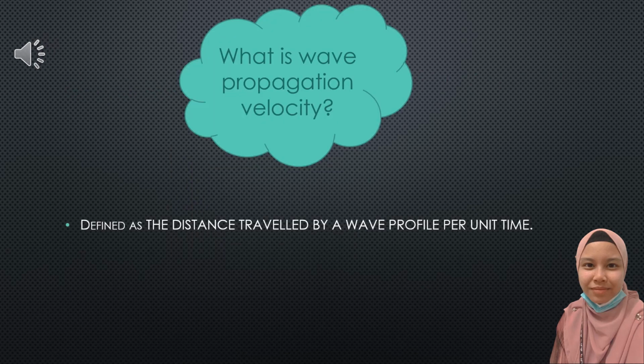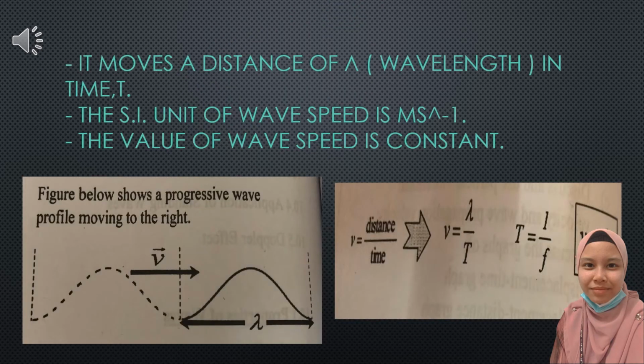Alright, let's move on from particle vibrational velocity. What is wave propagation velocity? Wave propagation velocity is defined as the distance traveled by a wave profile per unit time. From the picture on the left, it moves a distance of wavelength in time. The SI unit of wave speed is ms to the power of -1. The value of wave speed is constant. The picture on the right is how we get the wave propagation velocity, which is v equals to wavelength times frequency.